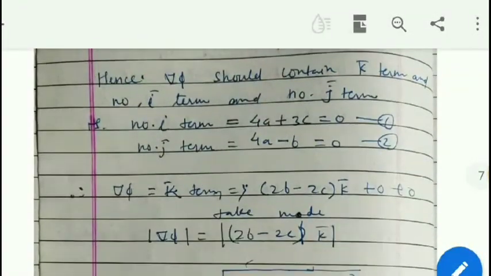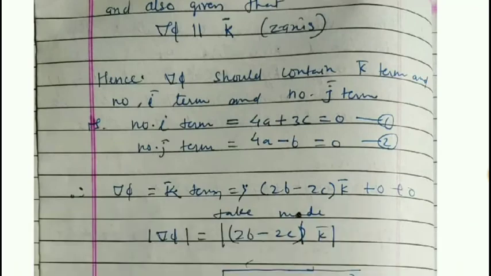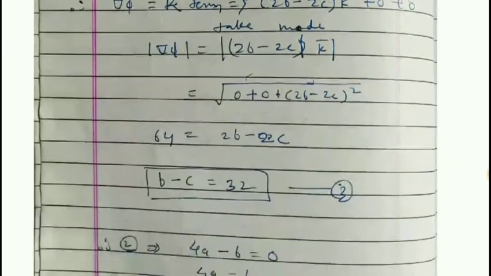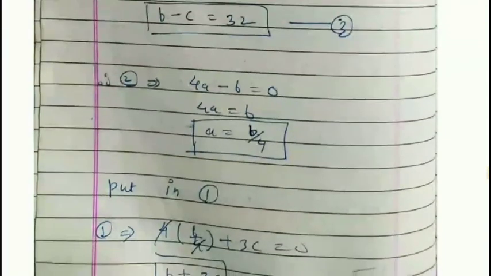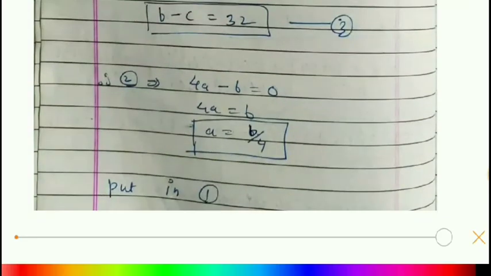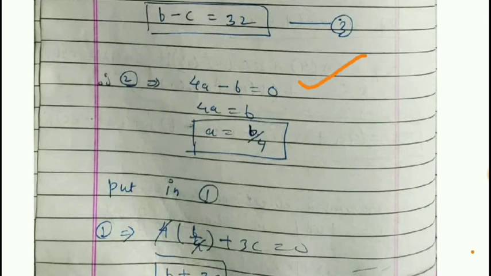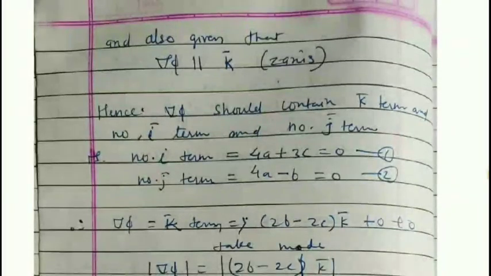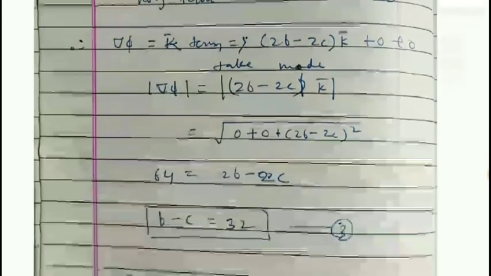Now from equation number 2, we find 4a minus b equals 0. So 4a equals b, that means a equals b by 4. Put this value in equation number 1. Equation number 1 is 4a plus 3c equals 0. So put the value of a in equation number 1.